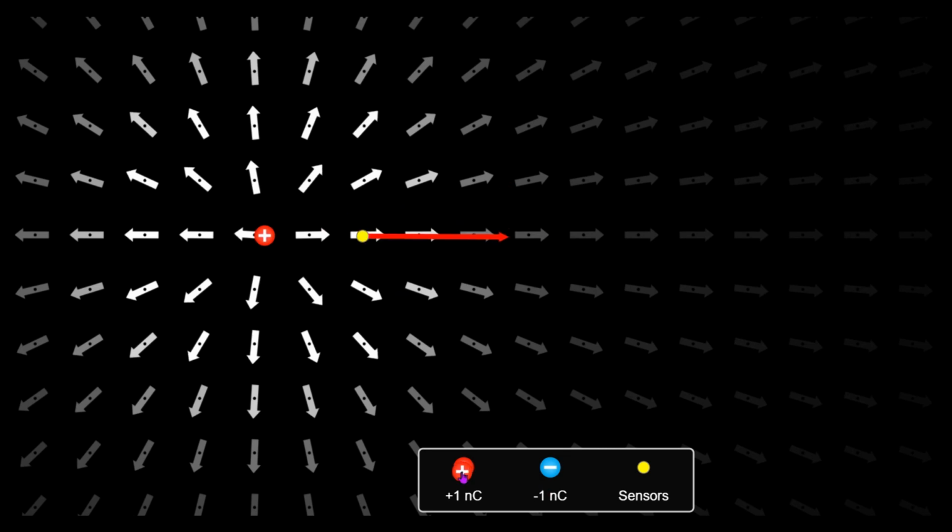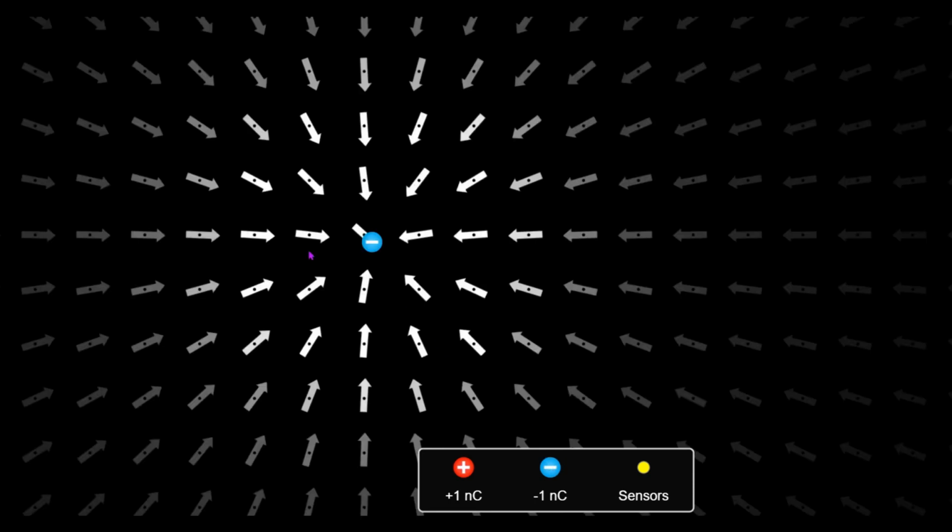Okay, suppose if I keep only the negative charge here, it is towards the charge, and I am going to place a sensor here. See, the direction is from infinity towards the charge. The direction of field is from infinity and it is towards the charge.